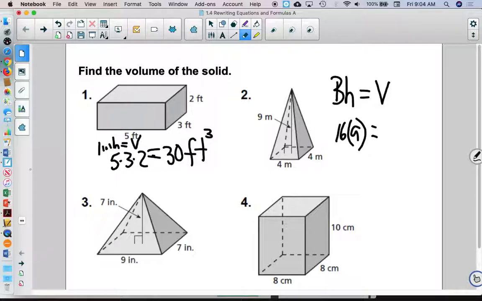I take the base, and in order to get the area of that base, we do 4 times 4. So 16 times 9, and what do you get then? 144. It's the same. Yeah, because it's 4 times 9, and then it's 4 times 4. 144 meters cubed. And yes, that does work that way, length times width times height.